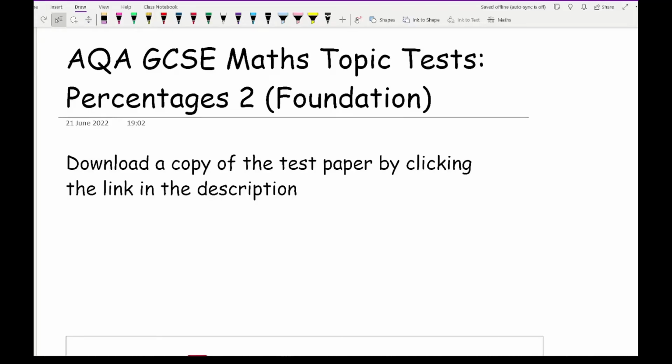Now before we get started, it's worth noting that there is no indication about which questions are non-calculator and which ones are calculator. So what we'll do is we'll just assume that they're non-calculator, and if they do appear on a calculator paper, by showing full working out, you'll just do that working out on your calculator.